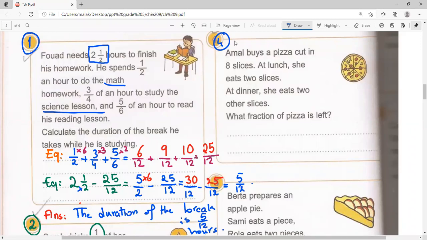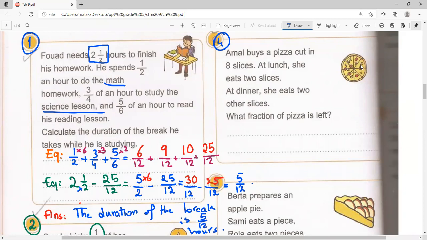Let's continue. The man buys a pizza cut in 8 slices. At lunch she eats 2 slices. At dinner she eats 2 other slices. What fraction of pizza is left? Okay, so Amal buys a pizza, cut it into how many pieces? Eight pieces.